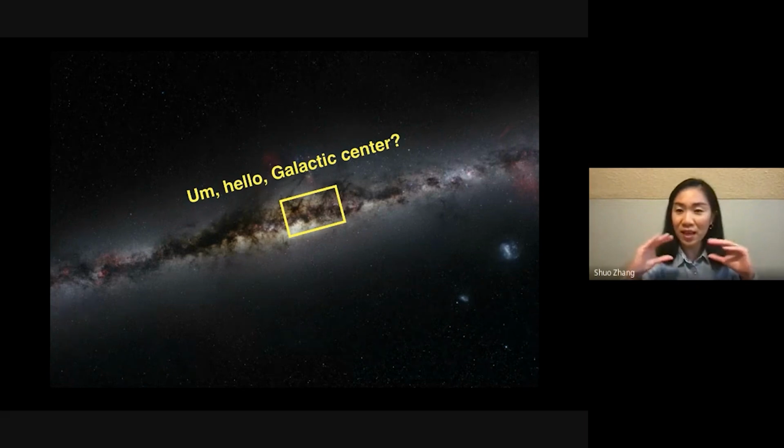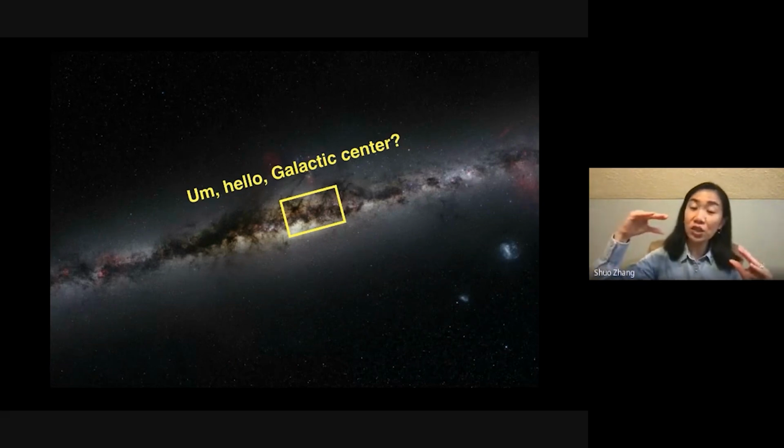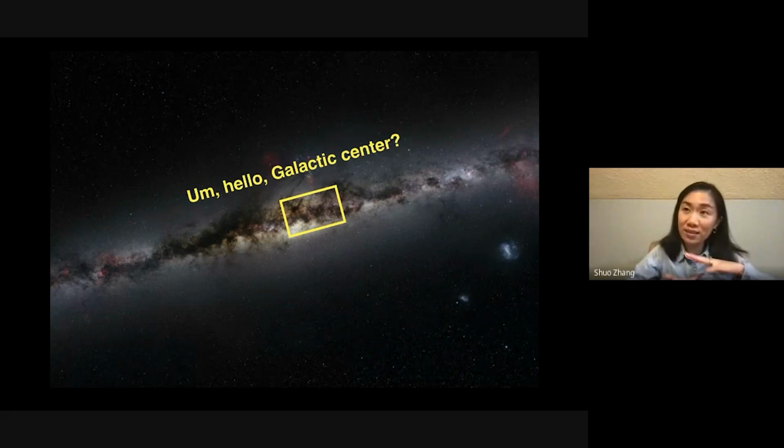Our galaxy is just like a puffy pancake. And if you want to look towards the center of the galaxy, it's actually a side view. It's not a top-down view, because we are within the galaxy. It's as if you are sitting inside a pancake and you try to look at the center of the pancake. So it's a side view.